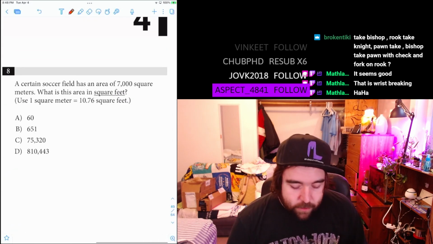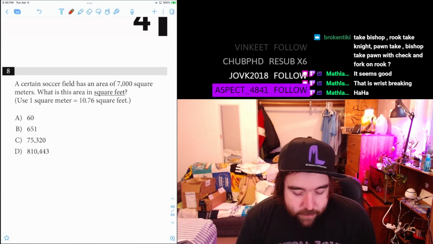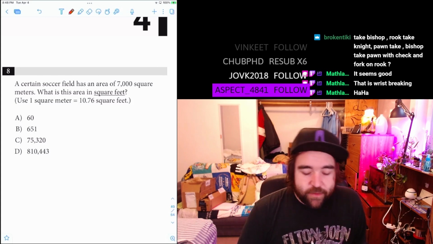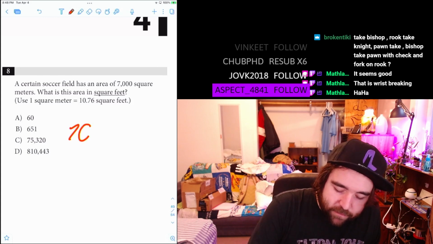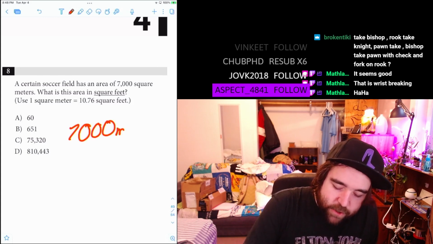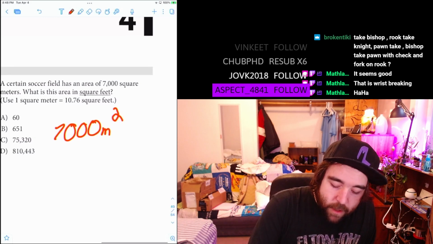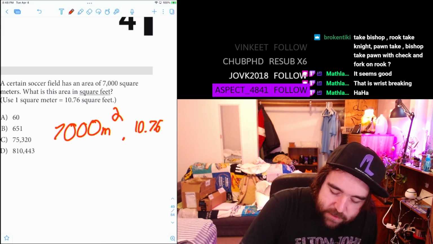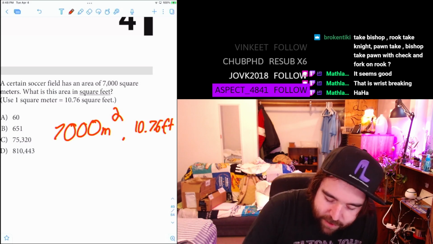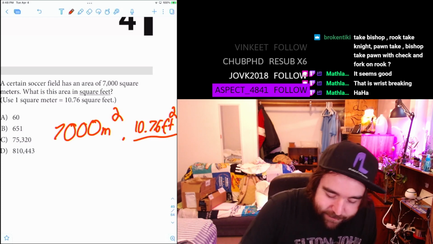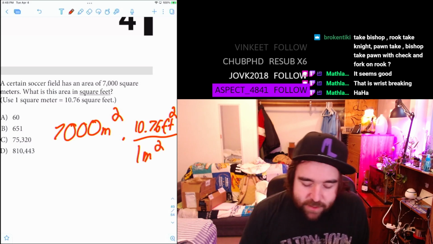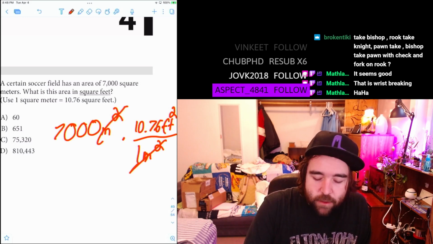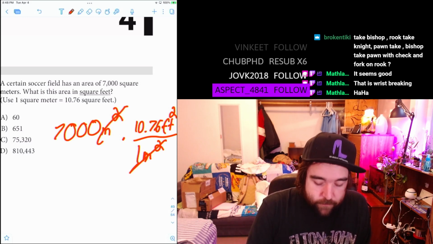All right. Here, there's unit stuff going on. A certain soccer field has an area of 7,000 square meters. What is this in square feet? This is what we talked about yesterday for a little bit. So if we've got 7,000 meters squared and we want to put that into feet, we multiply by 10.76 feet. Oh, no, it is in square feet. They already give us square feet. So 1 meter squared is 10.76 feet squared. We actually don't have to worry about the squares here because they included it for us.